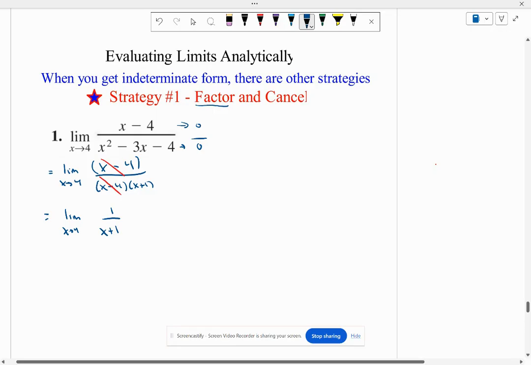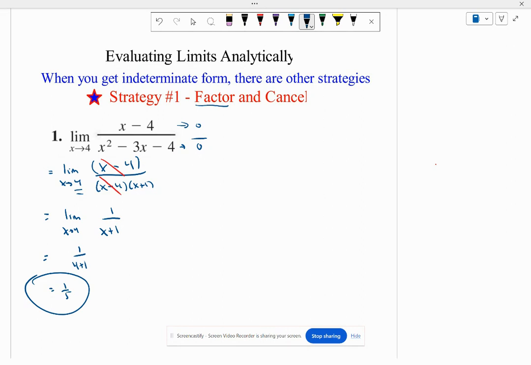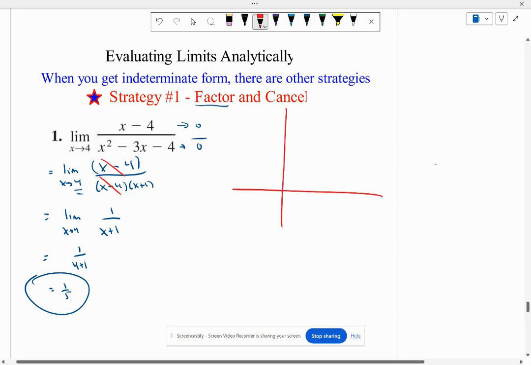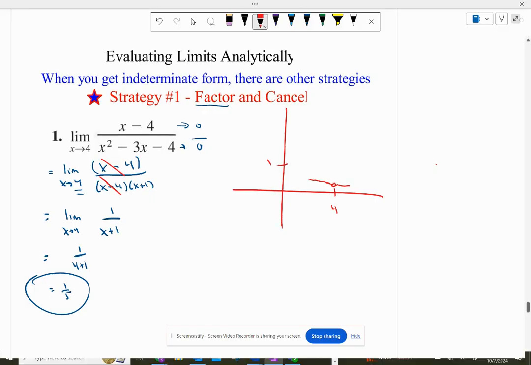Now that those x minus 4s cancel out, we can actually plug in the value 4 into the function. When we do that, it's 1 over 4 plus 1, which becomes 1/5. So the limit of this function as x approaches 4 is 1/5. At 4, the function doesn't exist. However, the function is approaching the value 1/5. I don't know what that function looks like, but I know that as x approaches 4, the output is getting close to 1/5, which is 0.2. So the function is getting really, really close to this point here, and at that point, we have a hole. So that's one strategy for evaluating limits analytically.